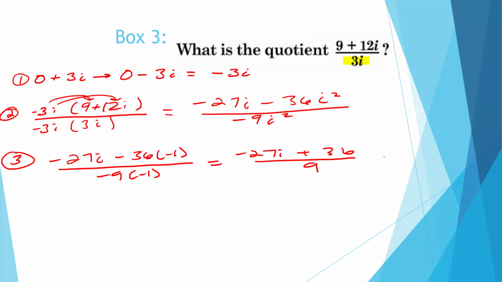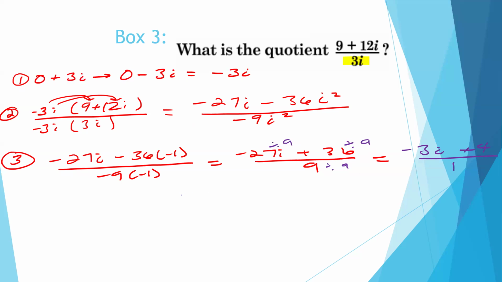Okay, you're going to keep simplifying. Can I reduce? Yeah, what can I reduce them all by? 9. I can divide everything by 9, do we see that? So we keep reducing. -27 divided by 9 is -3. 36 divided by 9 is 4. And 9 divided by 9 is 1. So step 3 is to simplify.